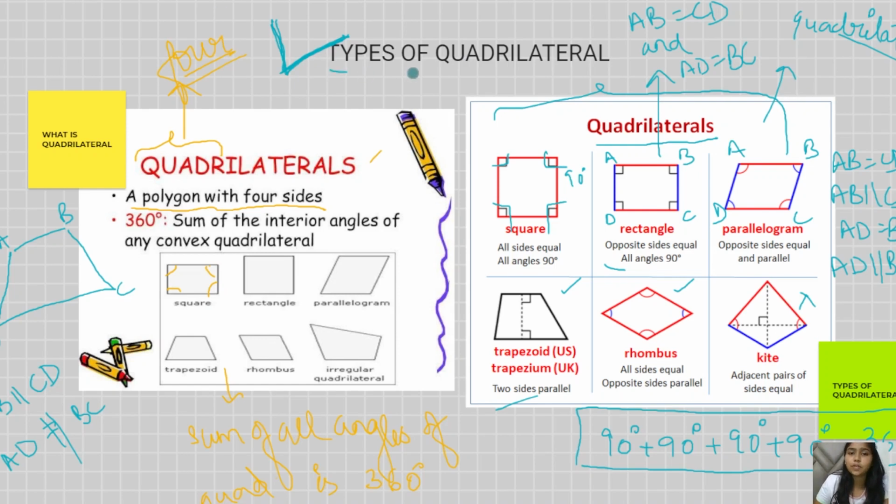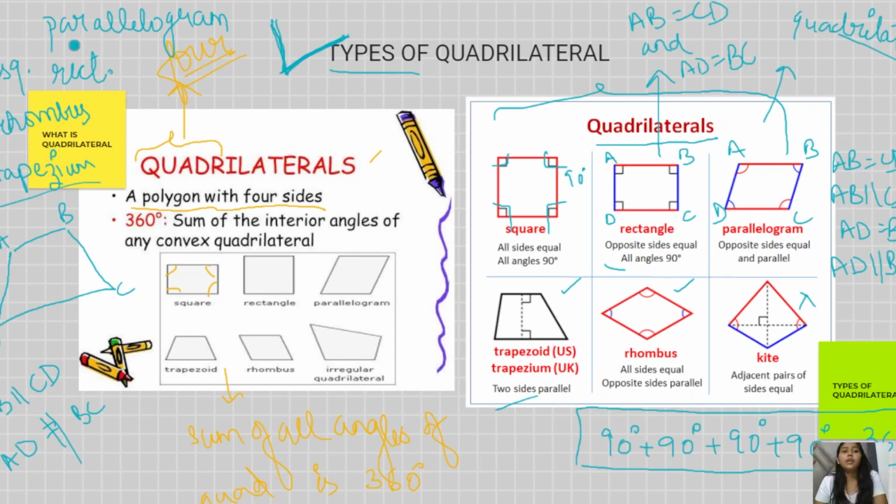These are the types of quadrilateral, and the main thing you have to know about quadrilaterals is that in the case of a parallelogram, all the opposite sides are equal and parallel. In the case of a square, all the angles are 90 and all the sides are equal. In the case of a rectangle, all the opposite sides are equal and all the angles are 90 degrees. In the case of a rhombus, all these sides are equal to each other, right? And in the case of a trapezium, basically two sides are parallel to each other. These are the types of quadrilateral that we are going to study in this particular chapter.